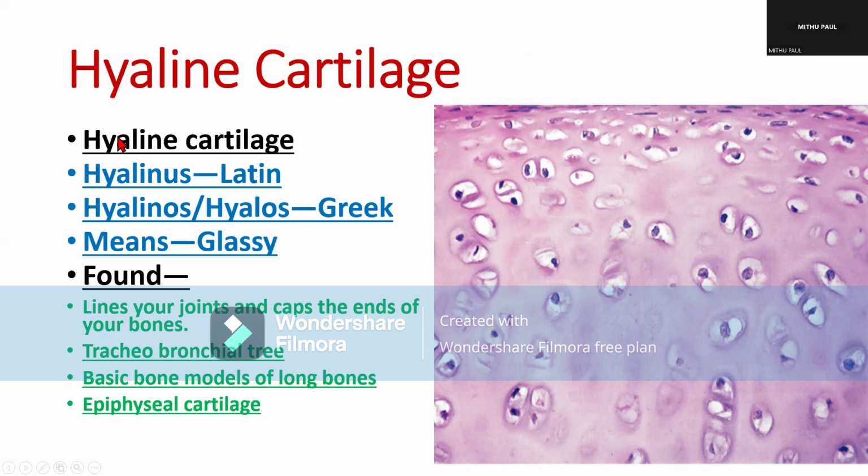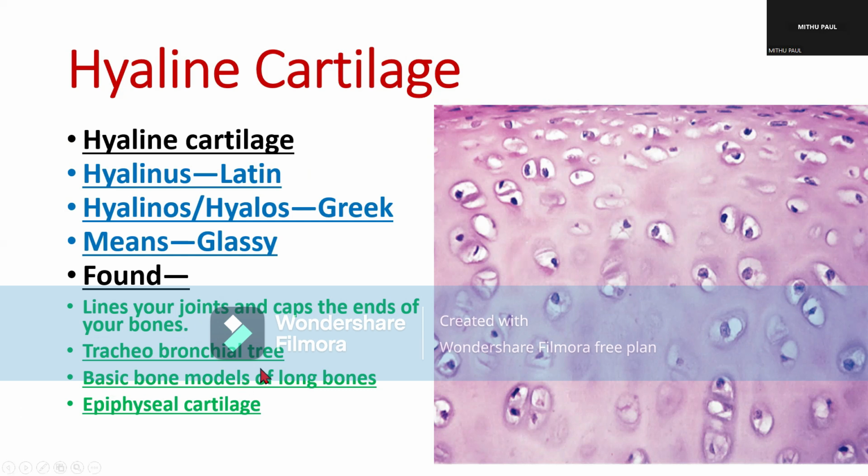Coming to the first term, that is hyaline cartilage. The name came from the Latin word hyalinus. In Greek, it is called hyalinos or hyalos, all meaning glassy. Glassy means it looks like glass, like transparent masses, because of the appearance of the ground substance. They are mainly found in the articular cartilage that caps the ends of the long bones, at the region of the joints.